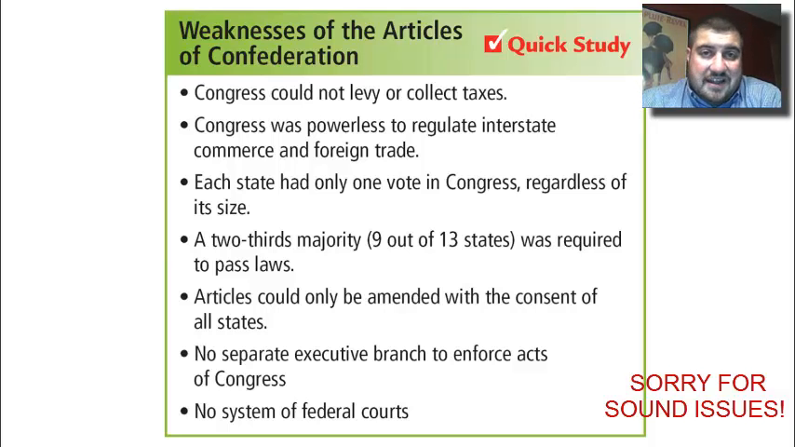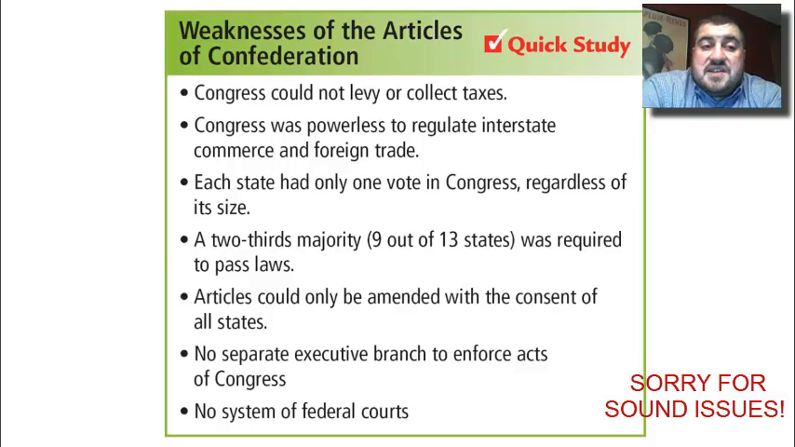Each state only has one vote in Congress, regardless of its size. So Rhode Island has the same power in Congress as Virginia, and Virginia and larger states didn't think that was fair. The two-thirds majority is needed to pass laws. Articles can only be amended with the consent of all states, whereas now it's three-quarters of the states. There's no separate executive branch and no federal courts. So those are the weaknesses of the Articles, and they start to show later on.